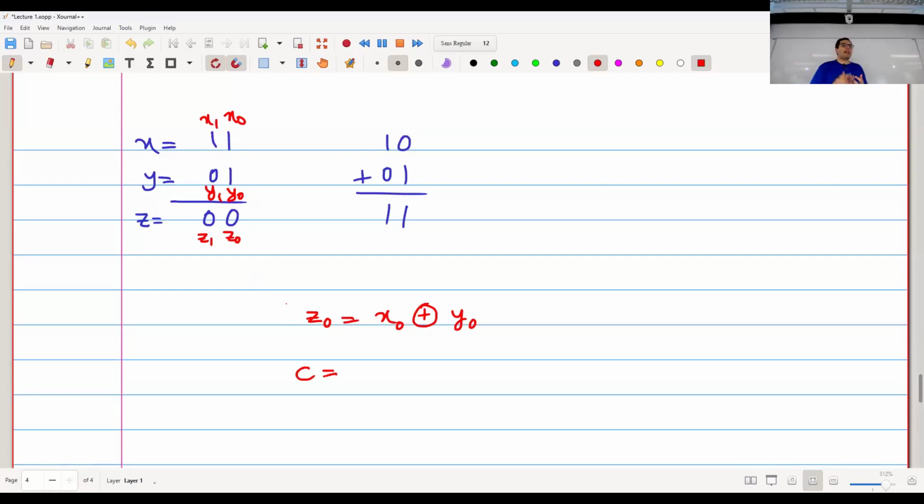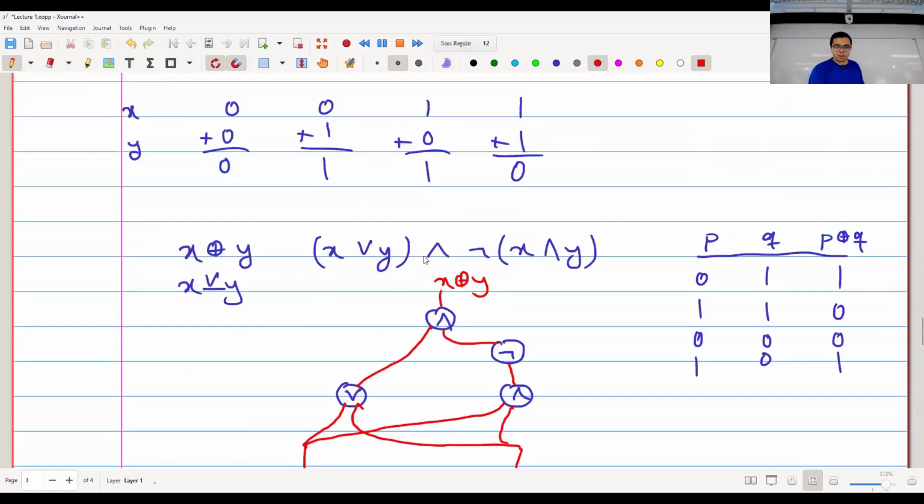And when will I have to carry something to the left? Only if both of them were 1, right? So C would just be X0 AND Y0. Only if both of them are 1, I have to carry something to the left. Okay. Now, what can I say about Z1? What is Z1? X1 XOR Y1 XOR C. Yes. So again, this is just addition in 1 bit, and I already know how to do it.